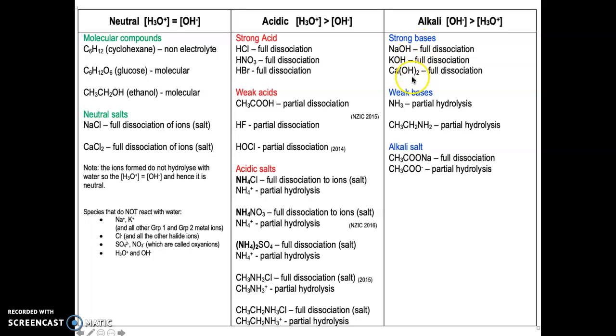Strong bases, weak bases, remember you've got your amines there that react just like ammonia with partial hydrolysis, and any salt that has got an ethanoate ion, that will be an alkali. So that brings it to a wrap. I hope that these have helped you understand species in solution.